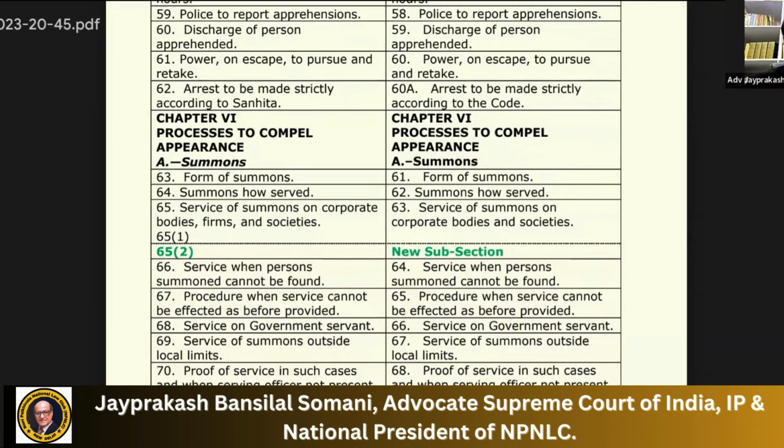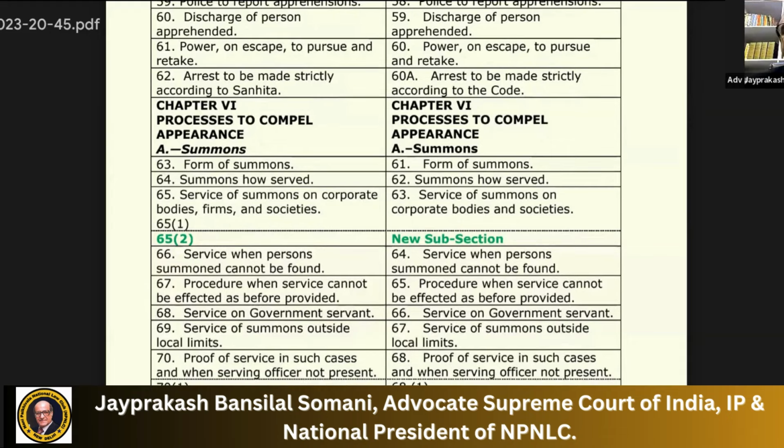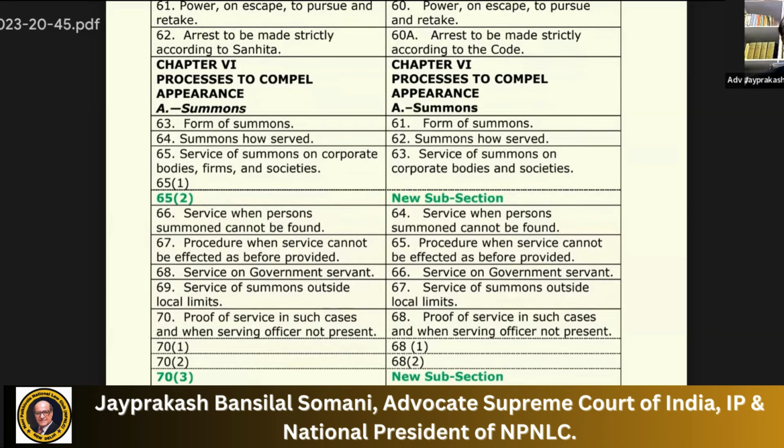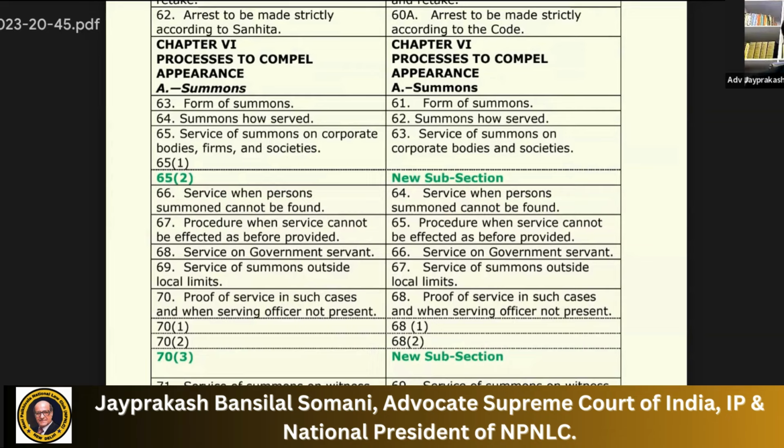Now, chapter 6, process to compel appearance. That is summons. The earlier chapter in CrPC was the same, chapter 6, process to compel appearance, A, summons. Section 63 of BNSS, form of summons. Earlier section was CrPC 61. Section 64 of BNSS, summons how served. Earlier section was CrPC section 62. In BNSS section 65, service of summons on corporate bodies, firms and societies. Its corresponding section was CrPC 63.